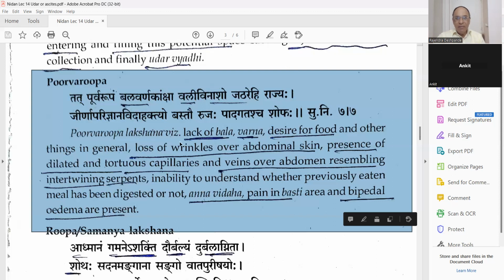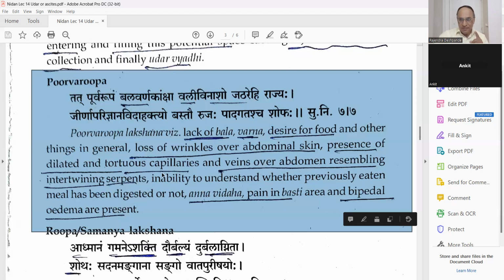Okay, then there will be loss of wrinkles over the abdominal wall, because inside there is a fluid. So wrinkling will be lost and it will be tight, stretched, because inside there is a lot of fluid and it is stretching the skin of the abdomen. So loss of wrinkles, presence of dilated and tortuous capillaries.